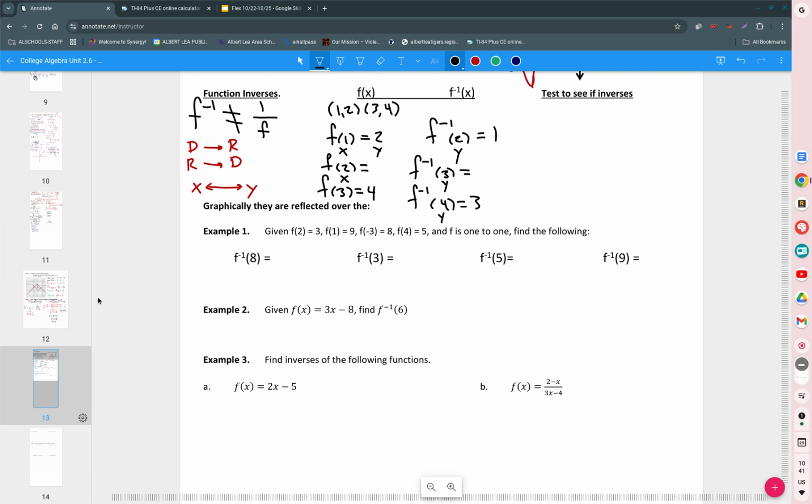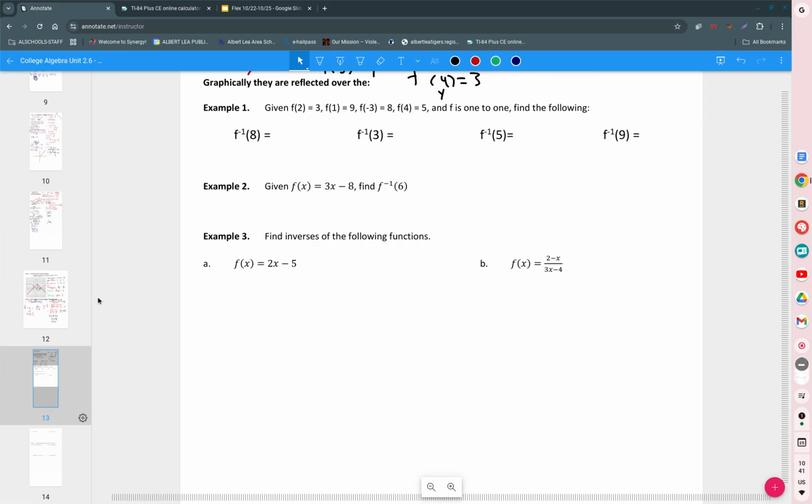So that's a function inverse in its most basic form, which leads us to our first example here. We'll do the other pieces in a second. Given f of 2 is 3, f of 1 is 9, f of negative 3 is 8, f of 4 is 5, and f is 1-to-1, find the following. F inverse of 8. So I look at this, and I say if I have a y value 8, the x value is?